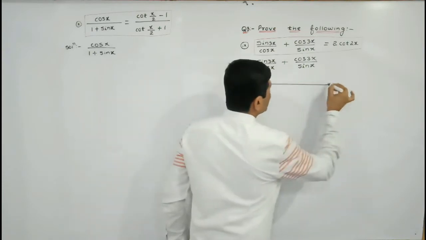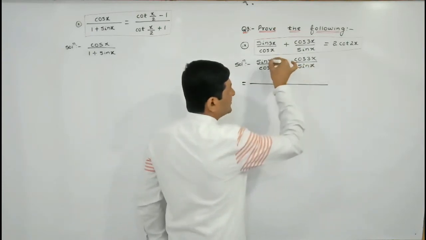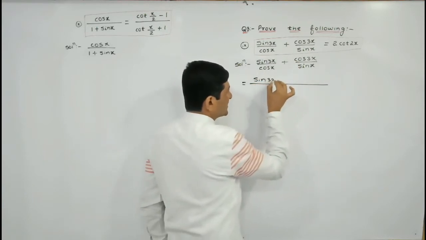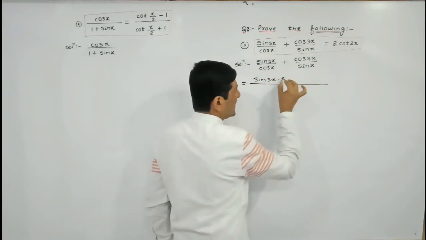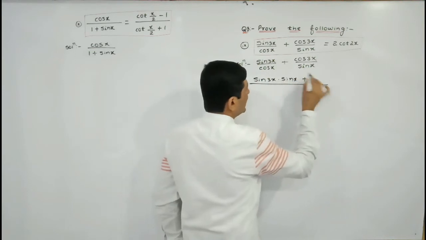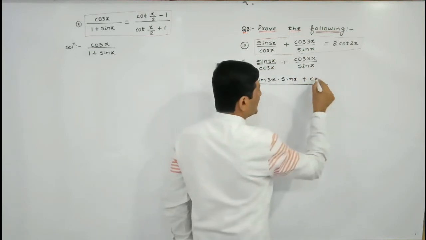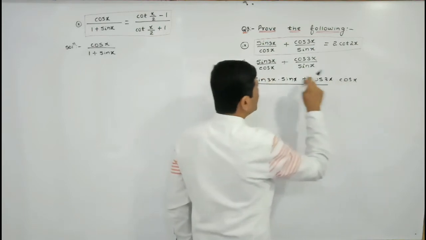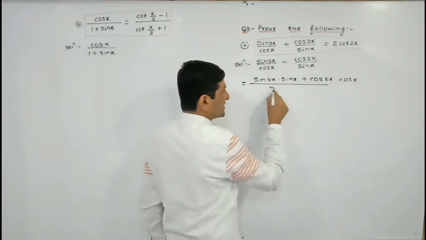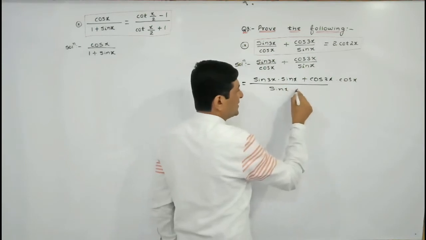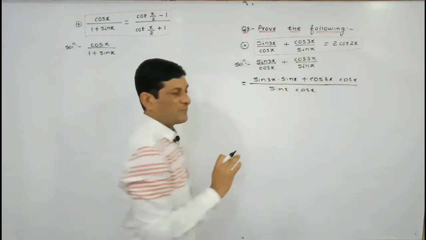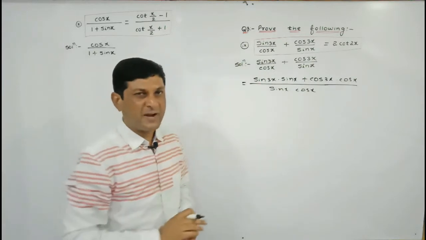So here we'll get sin 3x into sin x, just simply we are taking cross multiplication. Sin 3x into what? Sin x. Plus again cos x into cos 3x will be equal to cos 3x into cos x, and in the denominator sin x into cos x will be equal to sin x into cos x. Just we have taken here cross multiplication. Now let us simplify it.